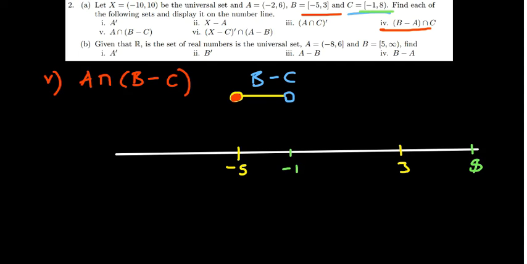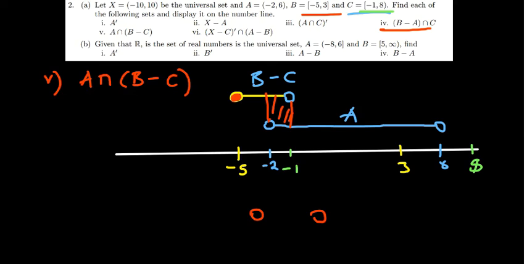So now we have B minus C. We can just find this intersection with A. Set A is moving from -2, which is somewhere there, approximately up to 6. 6 is after 3, of course. So the intersection is this region. At both ends it's not shaded. So therefore the expected result is only between -2 and -1.